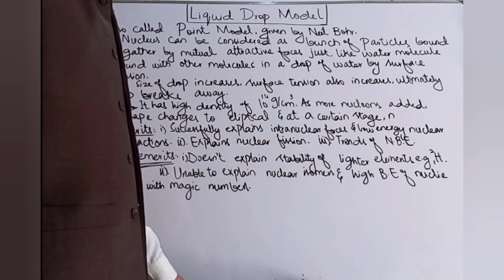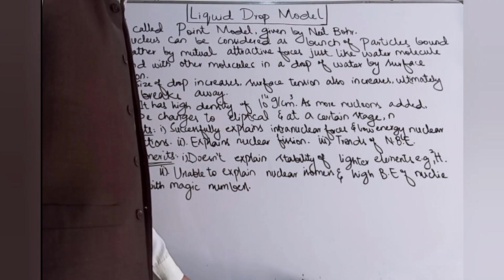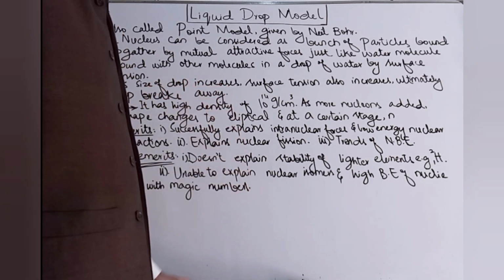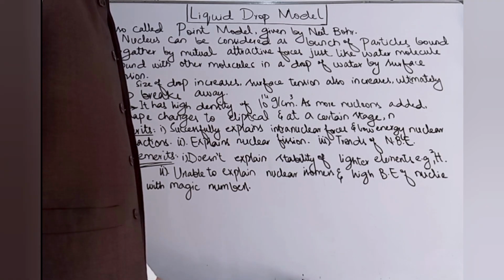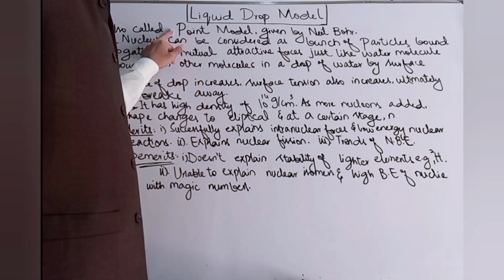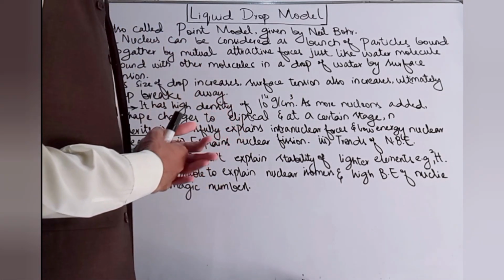So there are two nuclear models. The one is liquid drop model and the other one is the nuclear shell model. So first of all, we will discuss the liquid drop model. This model is also known as the point model, and this was given by Niels Bohr and developed by a number of other scientists.